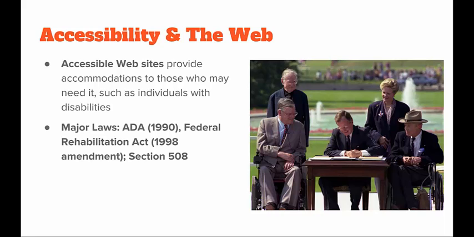Accessibility is a key concept of web design these days. Accessible websites provide accommodations to those who may need it, such as individuals with disabilities. Much of this is codified into law, and any organization looking to improve their web presence and to attract the most people will definitely make their web presence accessible to all.